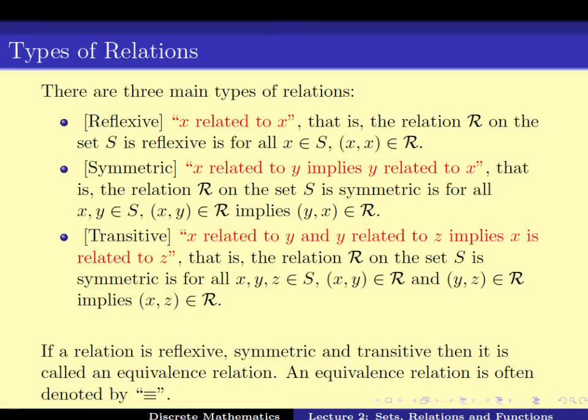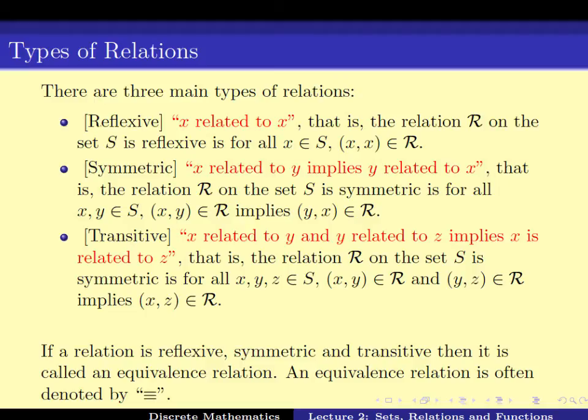The third is the transitive relation, where if (x, y) is in R and (y, z) is in R, then this implies that (x, z) is also in R. So if x is related to y and y is related to z, then x is also related to z. So these are the three main types of relation, depending on the structure of the binary relation, or the subset of S cross S that defines the binary relation.